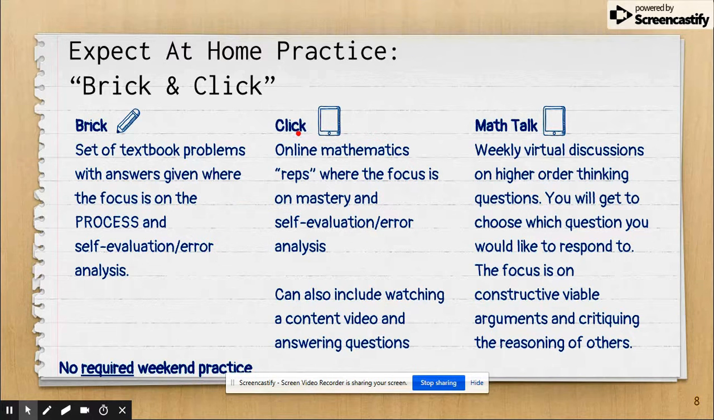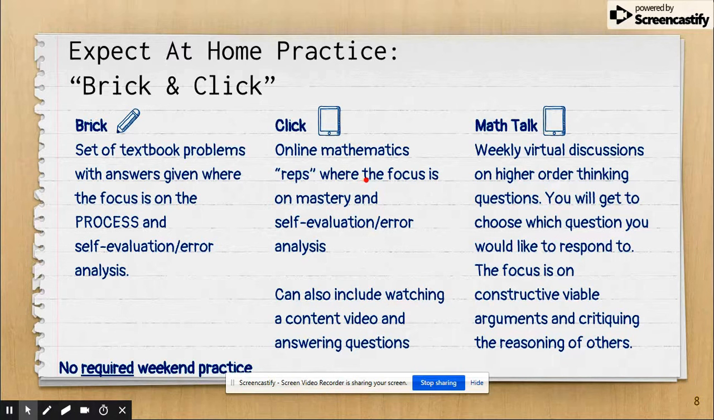Now, your click assignment still requires the use of paper and pencil because math cannot always be done mentally. And especially the types of problems that you're going to be doing in this class will require you to show work. But the difference is that the assignments will be coming from an online program that is like reps. So for those of you who play sports, when you go in the batting cages and do 100 swings a day, or for those of you that play piano, when you're doing your scales and your reps, these are those reps, right?